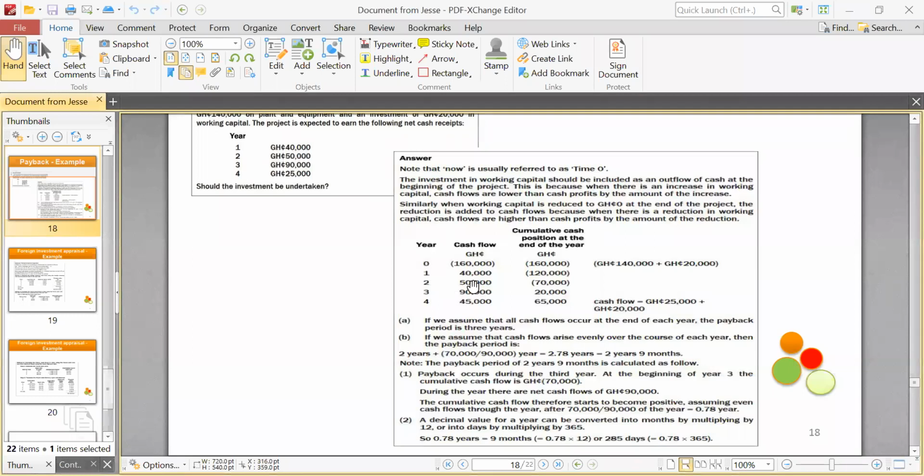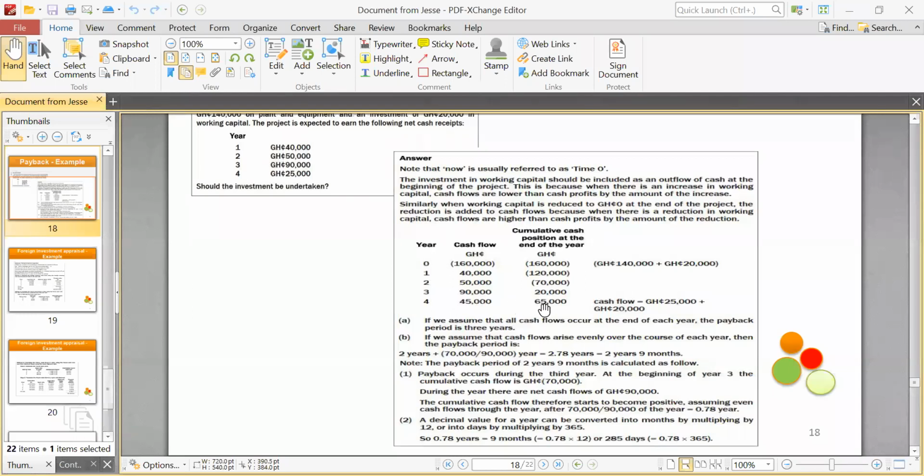Then in year two, you have 50,000, right? So what will be the cumulative cash position at the end of year two? It will be minus 120 plus 50,000, which will give us minus 70,000. In year three, you have 90,000. What will be the cash position at the end of year three? It will be minus 70,000 plus 90,000, which is a positive 20,000. In year four, you have 45,000, so the cumulative cash position as at the end of year four will be 20,000 plus 45,000, which is 65,000.